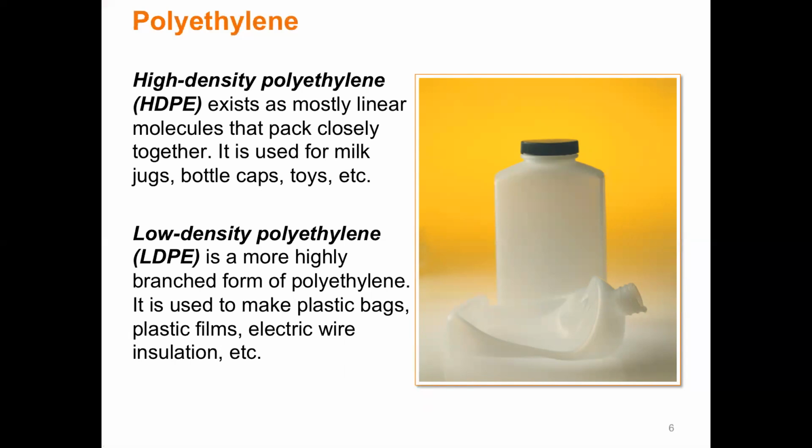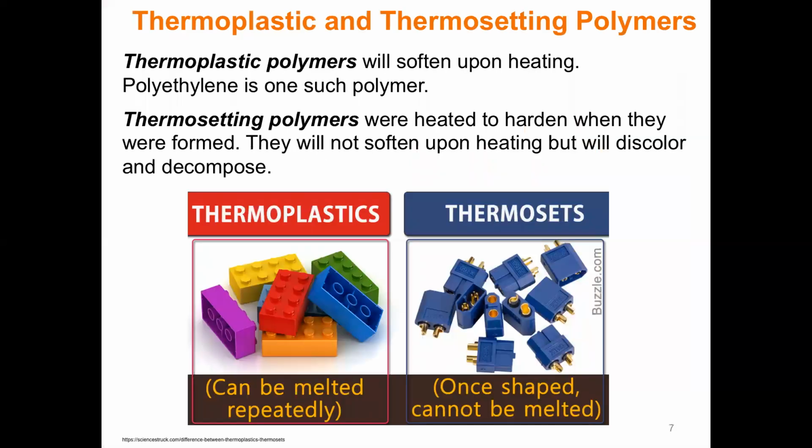Then there's low density polyethylene, which is more highly branched, okay? And that's used to make more flexible things. So you can see here plastic film, plastic bags, electric wire insulation, that kind of thing, all right? So the degree of branching can really make a difference.